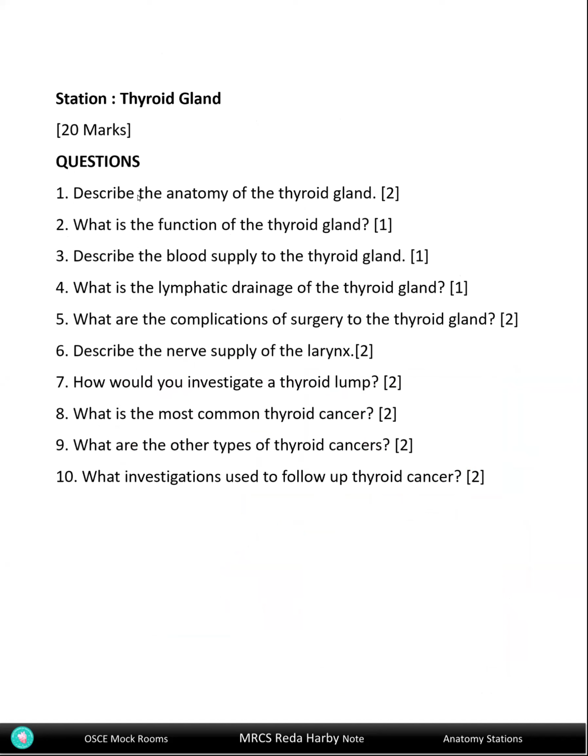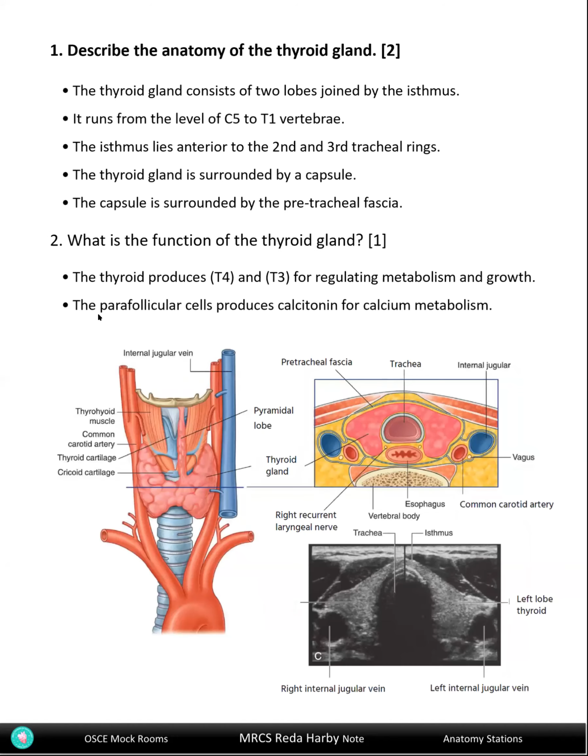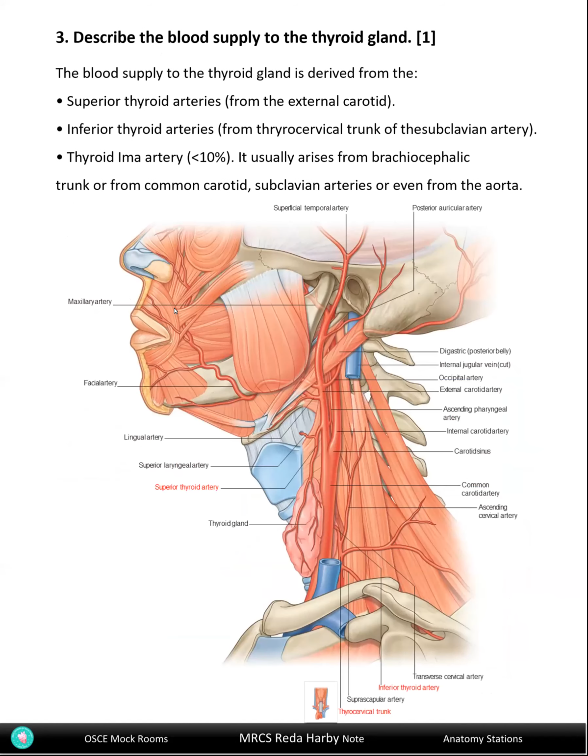Okay, so what is the blood supply of the thyroid gland? Can you remember? The superior thyroid artery, which is a branch of the external carotid artery, and the inferior thyroid artery, which is a branch of the thyrocervical trunk. This is the arterial supply, and the venous drainage is by the superior, middle, and inferior thyroid veins. Okay, excellent. So simply, superior thyroid from the external carotid artery, inferior thyroid from the thyrocervical trunk of the subclavian artery.